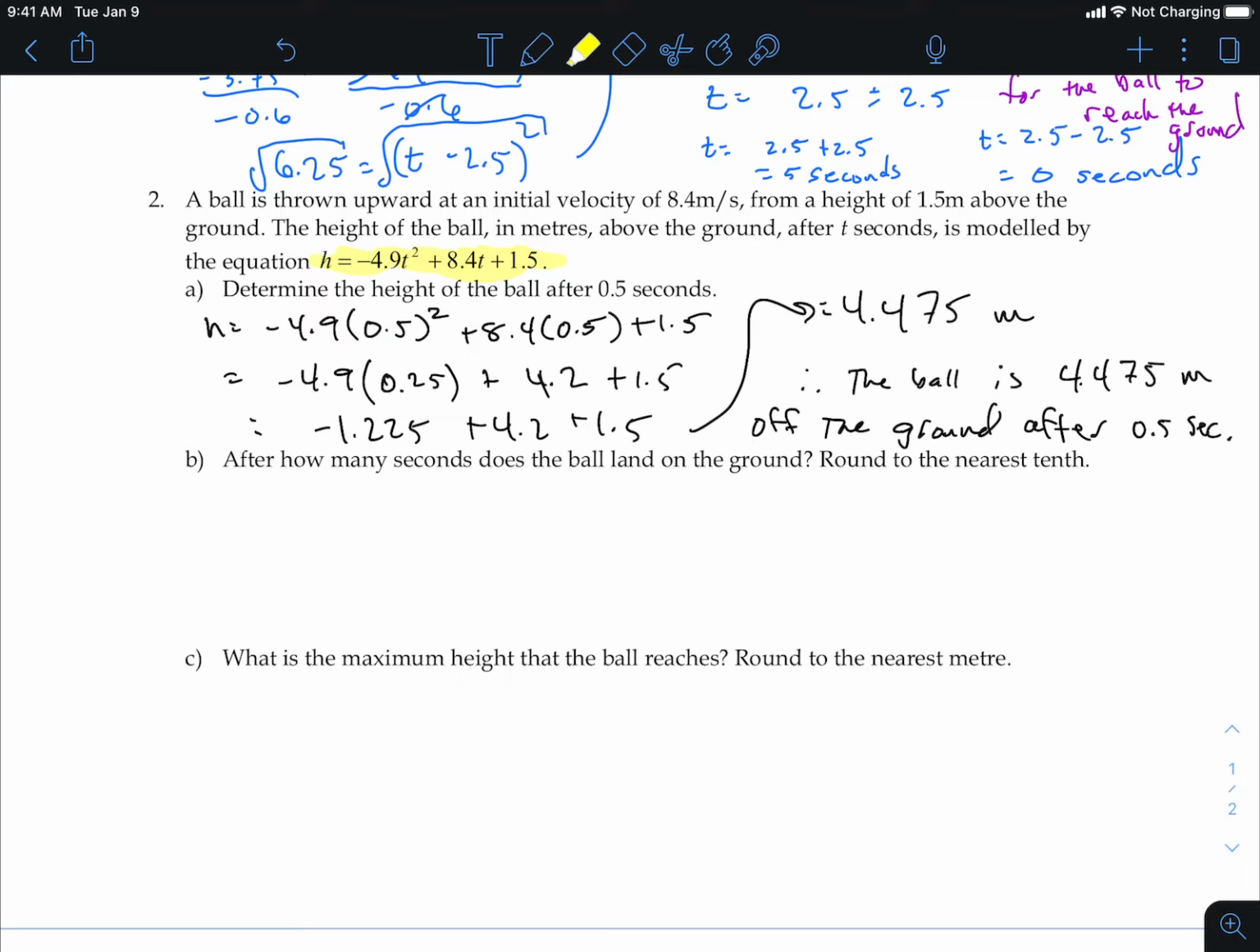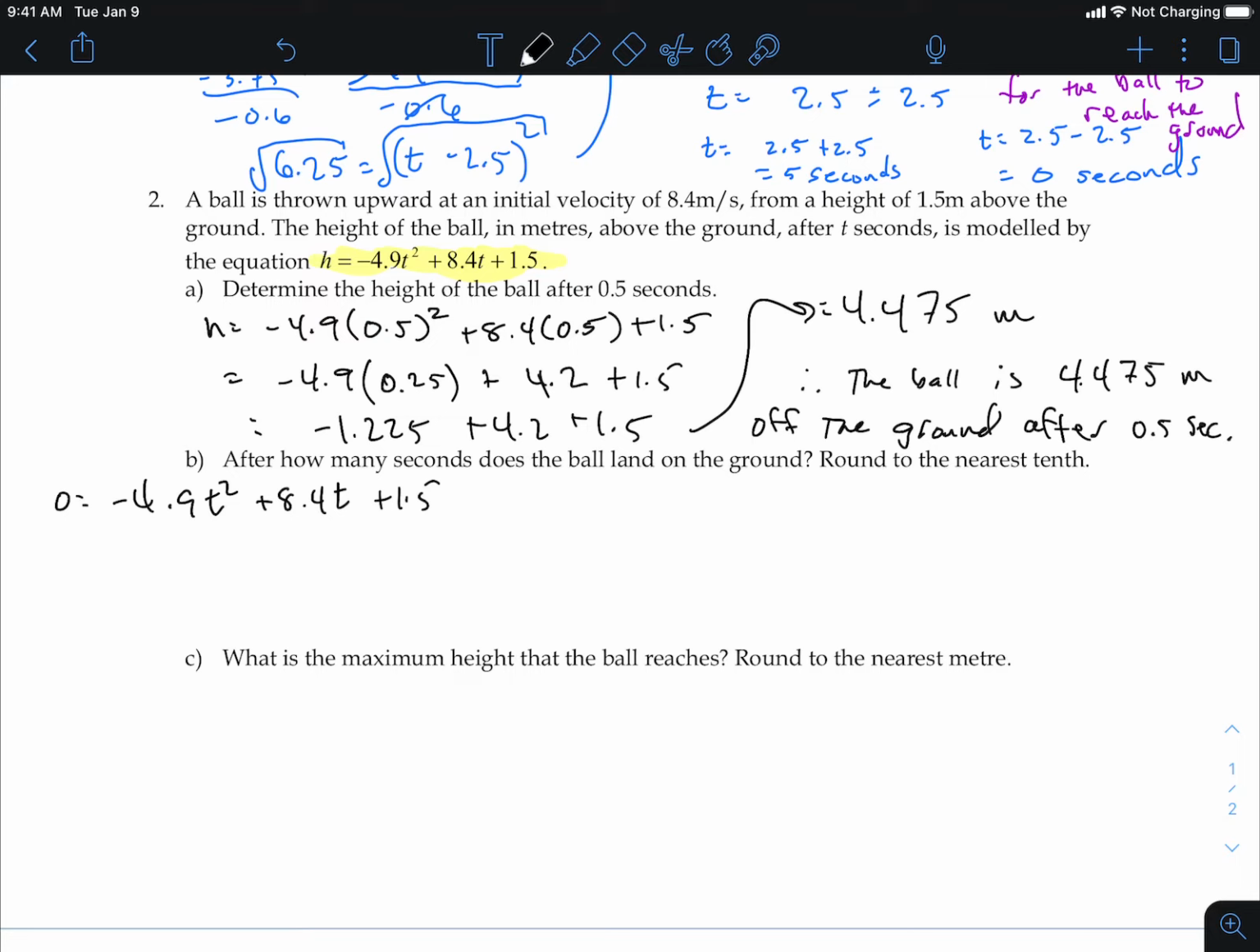This is a real world equation that represents something the way it actually behaves in the real world, so it's not necessarily going to be factorable. But I do have the quadratic equation at my disposal always. So here we go: 0 equals negative 4.9 t squared plus 8.4 t plus 1.5. I have a condensed version, so we don't have to do the full quadratic equation. I'll just write it down, and you confirm it after.